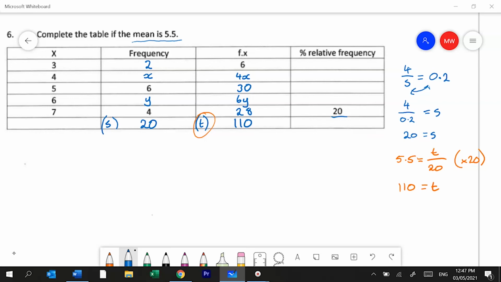We can also sort of be a bit sneaky here and just fill out a little bit more of our percentage relative frequencies, if you like, because we know that if 4 over here is 20%, half of 4 is 2, so this one's got to be 10%, and then 6 is 3 bigger than 2, so that means that this one has to be 30%.